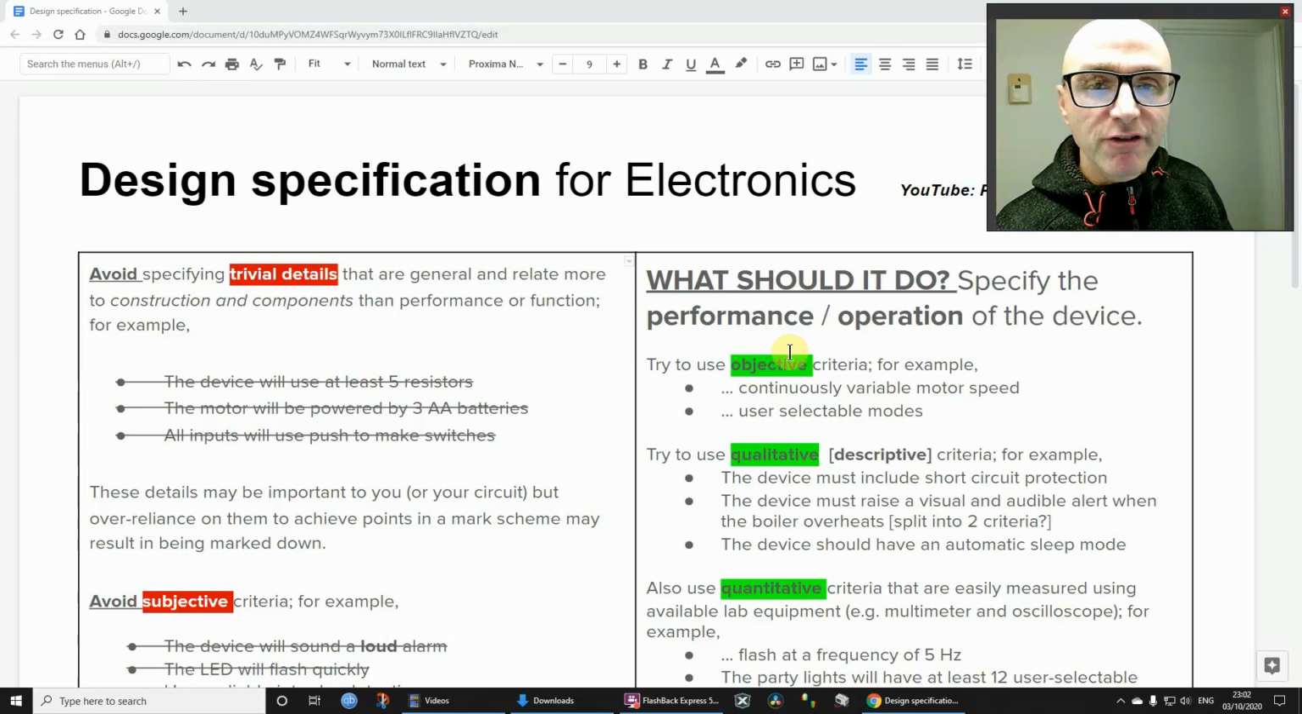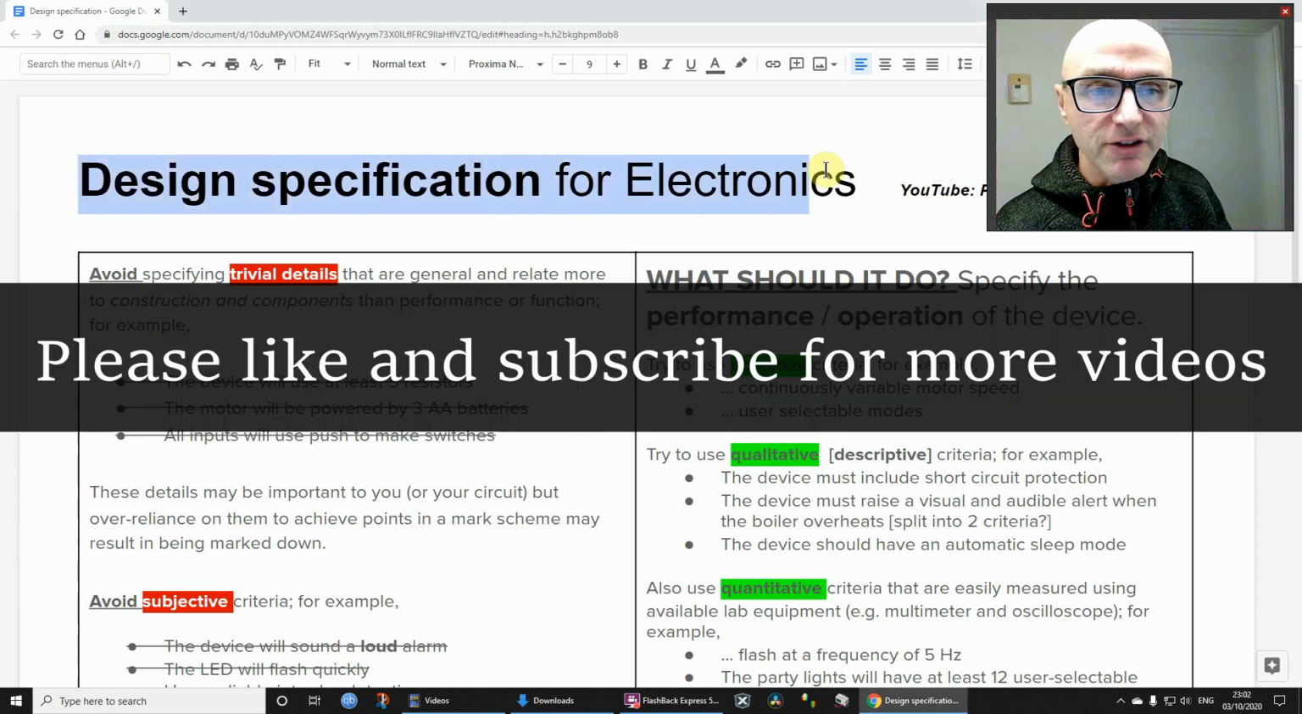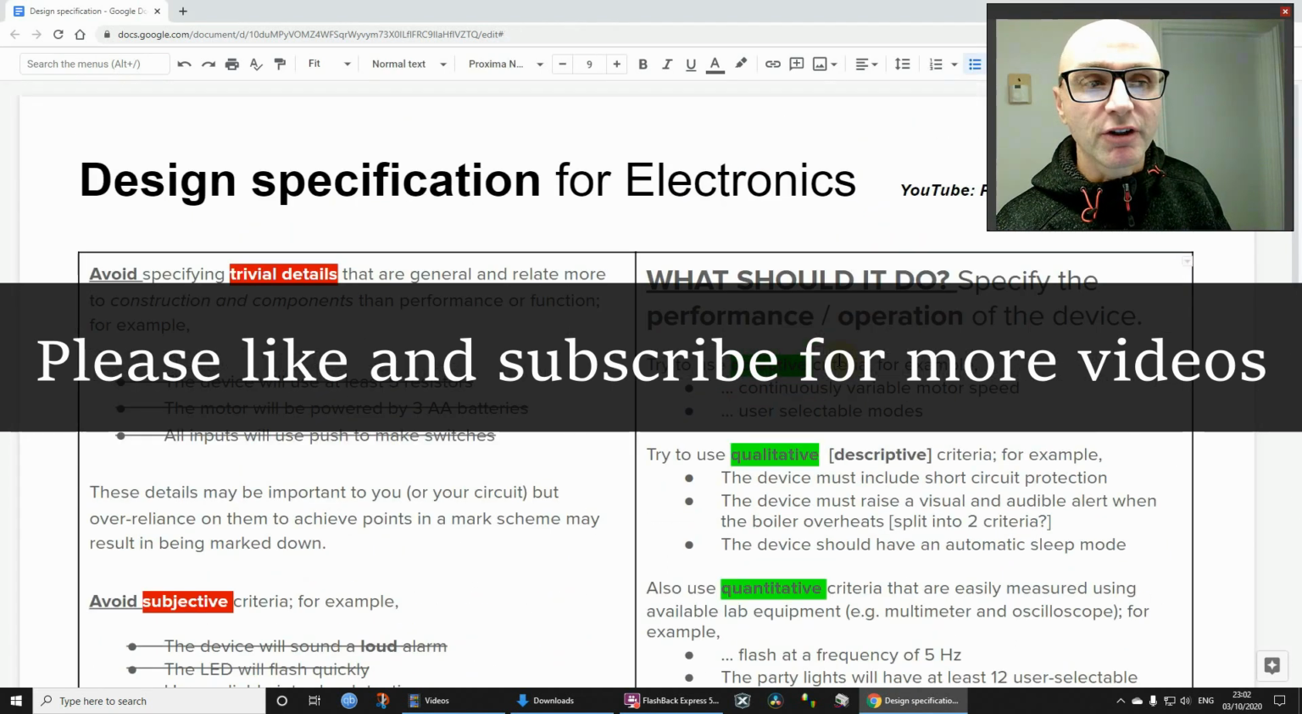I'm recording this video for my GCSE and A-level electronics students, and we're going to have a look at what makes a good design specification for electronics, and it's going to be based on this document that I've got on the screen here.